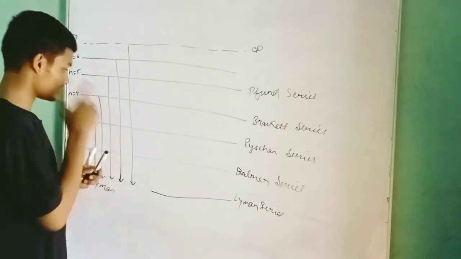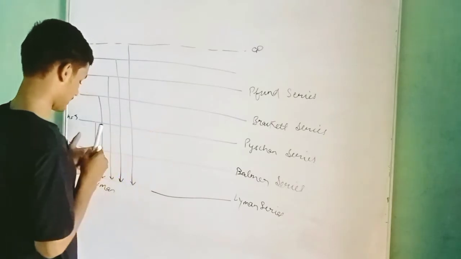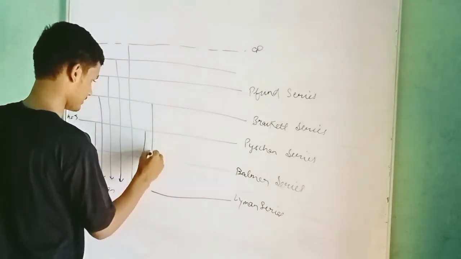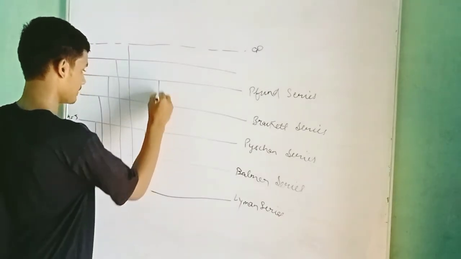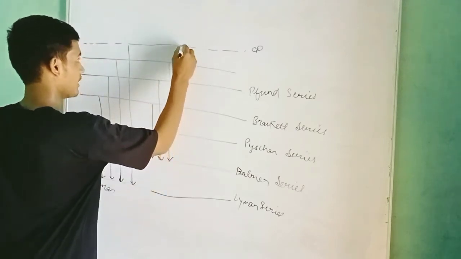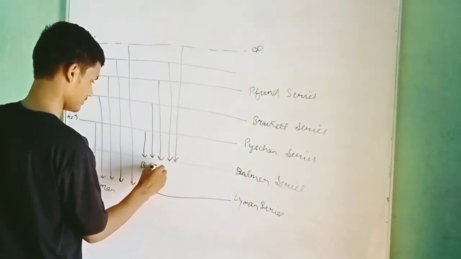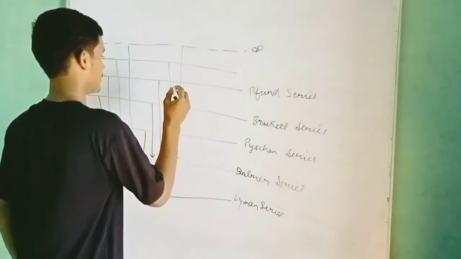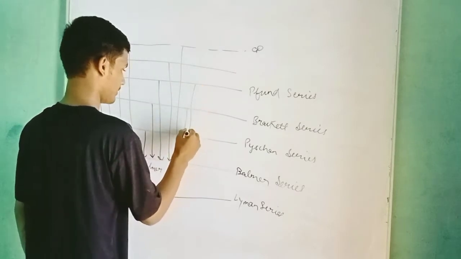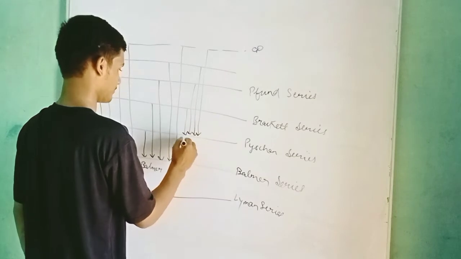When an electron jumps from third to second, then it is Balmer. When third, fourth to second, fifth to second, sixth to second, and infinite to second, that is for the Balmer series. When it jumps from 4, 5 to third, 6 to third, and infinite to third, then it is for Paschen.